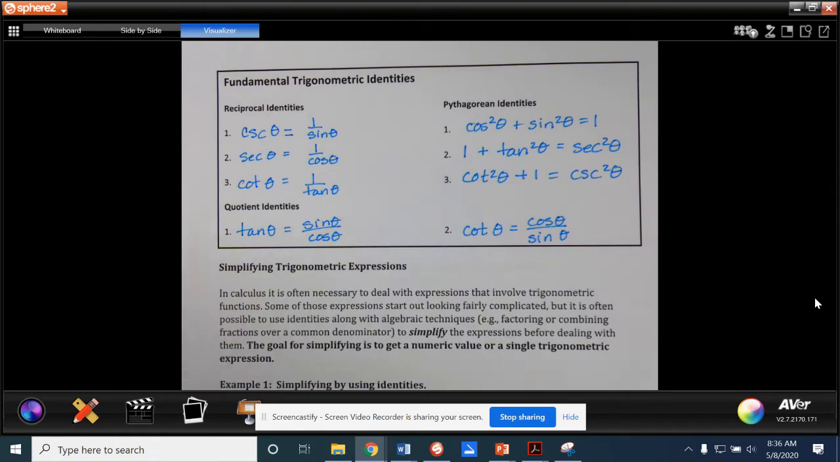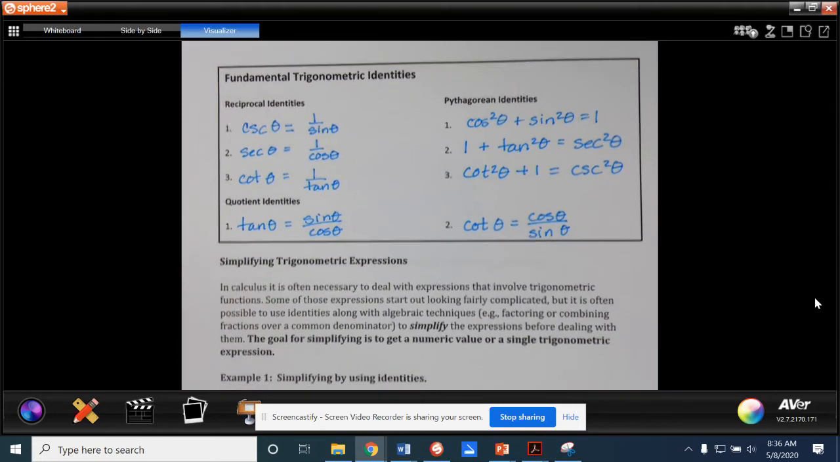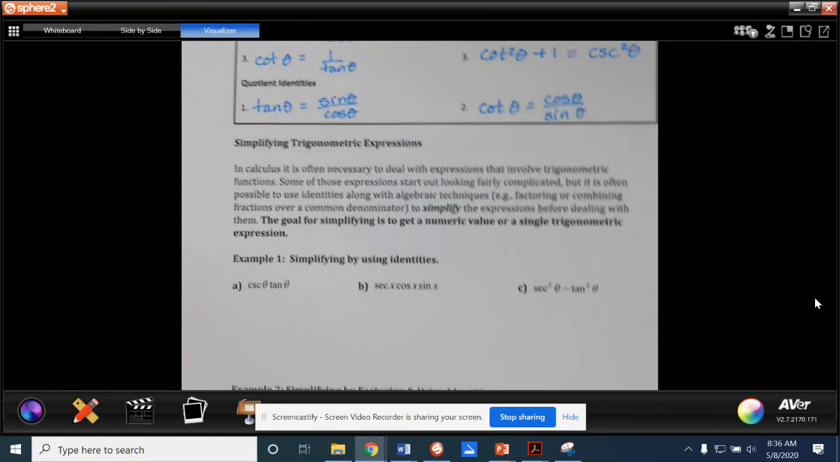And we get to practice a little bit of simplifying using identities. And to me, it's like a puzzle. I absolutely love doing these. So let's look at the first example. Let me move this up.